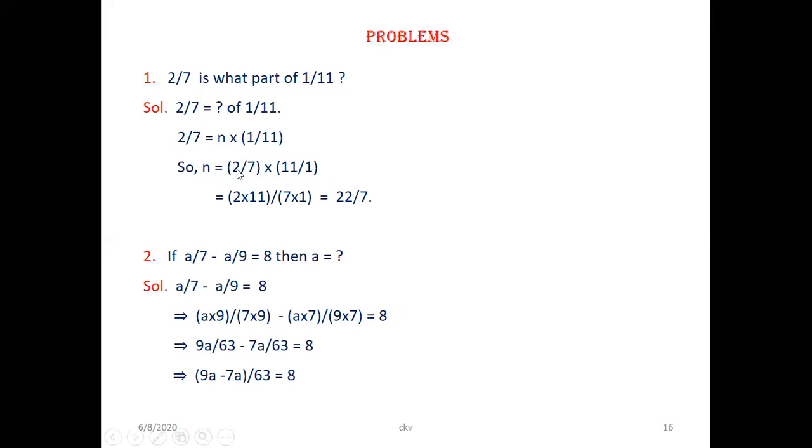Now this is the product of two fractions. As we discussed, you have to find the product of the numerators and the product of the denominators. So 2 times 11 in the numerator, and 7 times 1 in the denominator. Here 2 elevens are 22, and 7 ones are 7. So these are the applications of what you learned in the lecture.